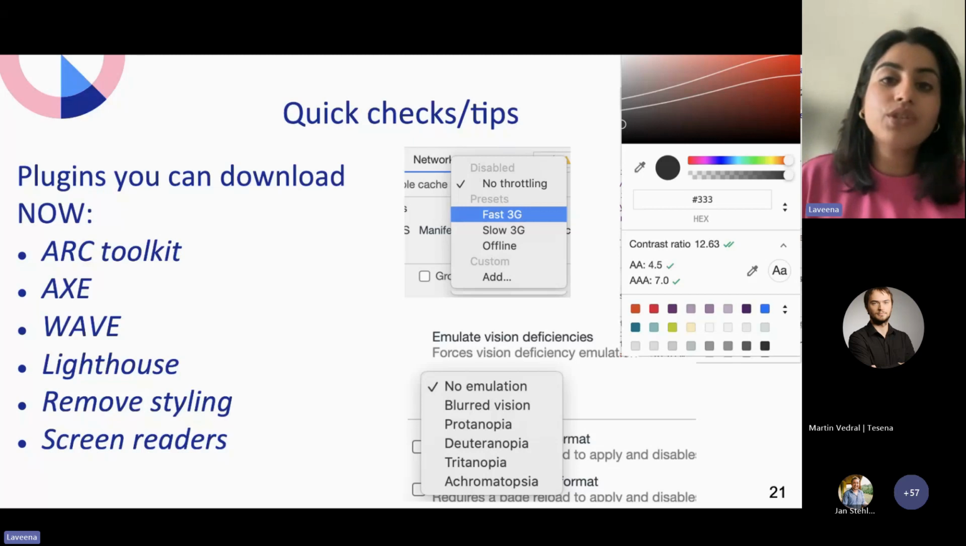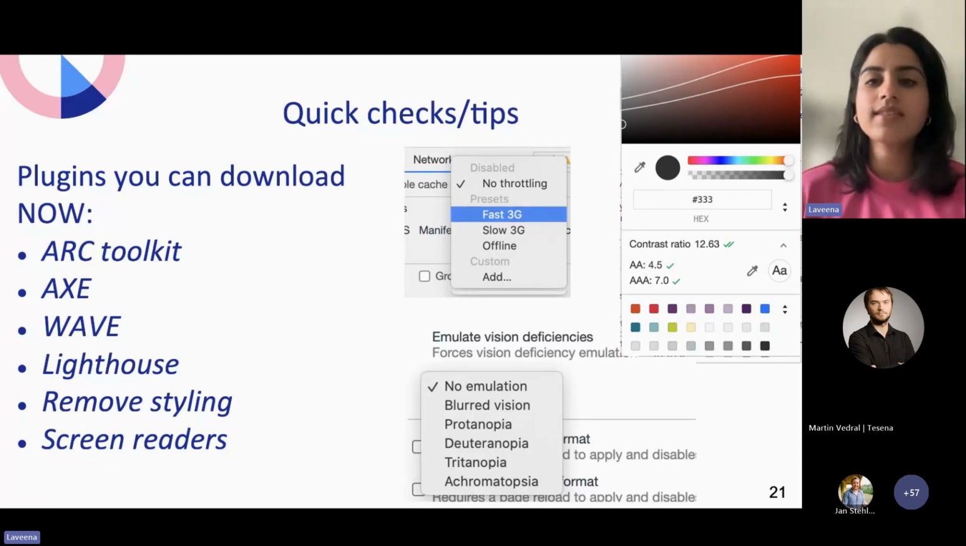In dev tools, you can actually do throttling to see how fast or slow your application is depending on the network. You can do emulation of vision deficiencies, to see if someone can't see the color blue, how would your website look? If someone can only see black and white, someone can't see the color red, blurred vision, and you can test that. And you can also specifically go to the colors and see if your contrast ratio passes AA and AAA standards. So this is really, really interesting, and it's all for free.